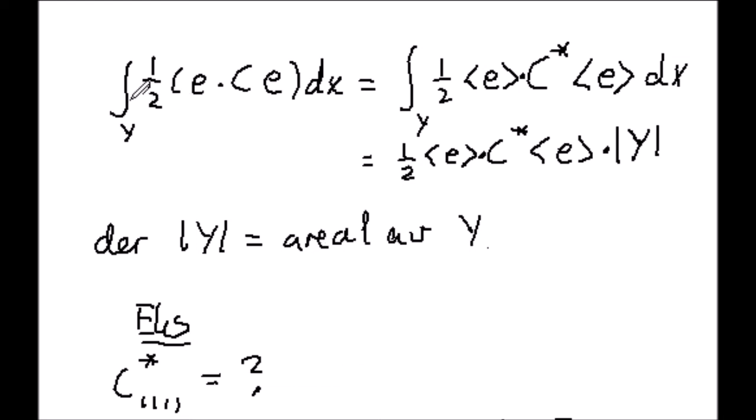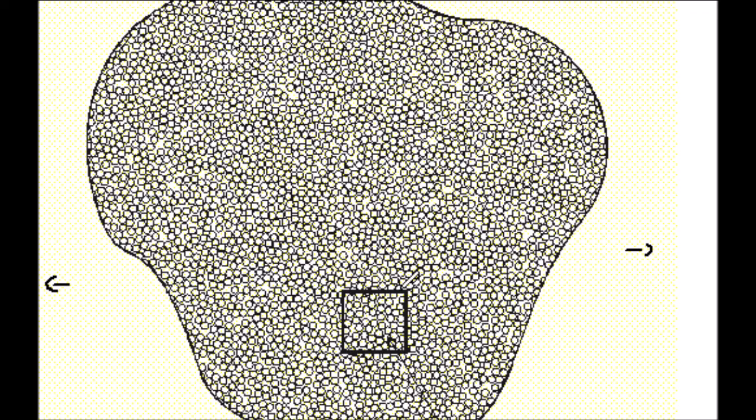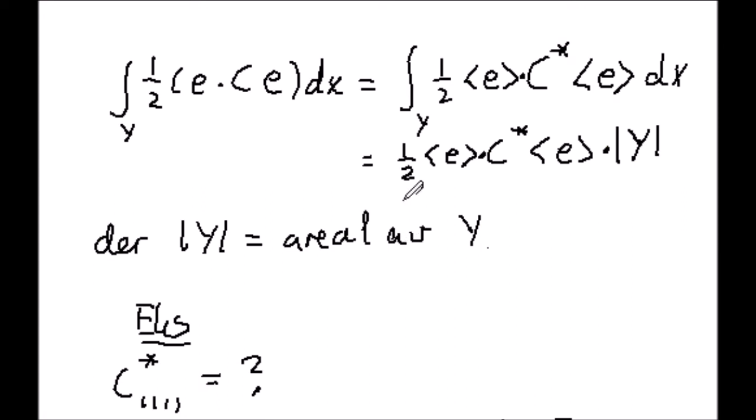Alternatively, we can find this element C1111 star by computing the strain energy contained in this cell Y. And this can be measured, or it can be computed, for example, by using ANSYS. On the right hand side of this equation, we just insert the average strain vector and the value of the area of the Y cell.